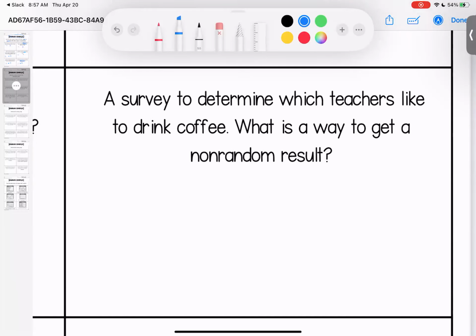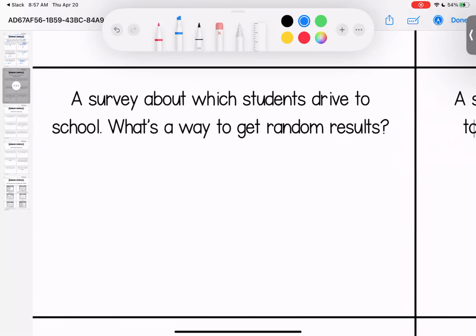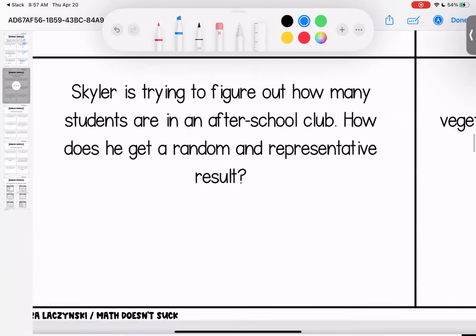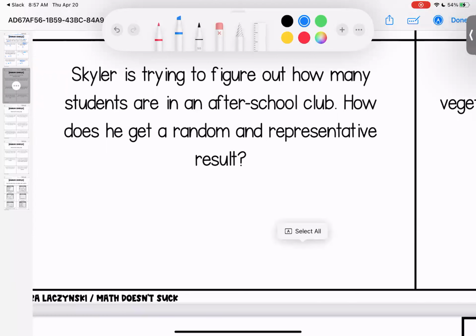A survey to determine which teachers like to drink coffee. What is a way to get a non-random result? Go to the 5th grade teachers. Go to the 7th grade teachers. That would be a non-random result. A survey about which students drive to school. What's a way to get random results? Random results would be to take one grade level and poll 50% of the people, as long as we're not going to the parking lot and picking people that have cars, as that would give us a non-random result.